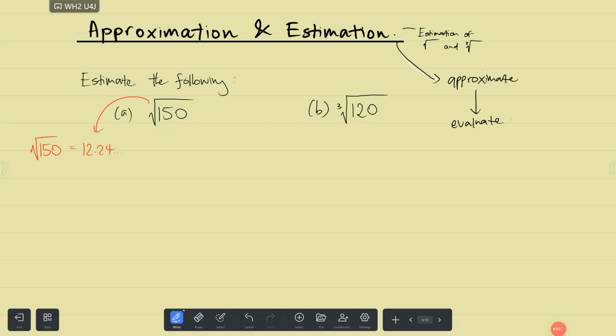So what you need to do is look at 12.24. You have two choices. You can go up to 13, which is the next whole number, or you go down to the next whole number, which is 12. Which is closer? Of course, you know that 12 is closer. So now you take 12 and reverse the process of a square root, which is to square the 12. Run 12 squared in the calculator and you get 144. And 144 is the perfect square that's closest to 150. So square root 150 is approximated to square root 144, and your final answer is 12.